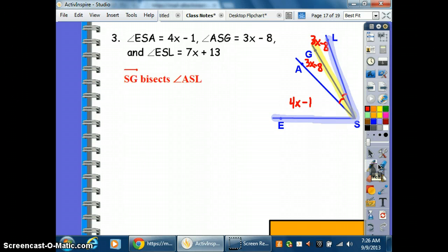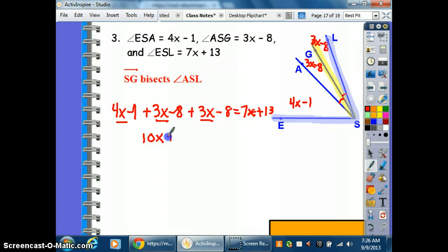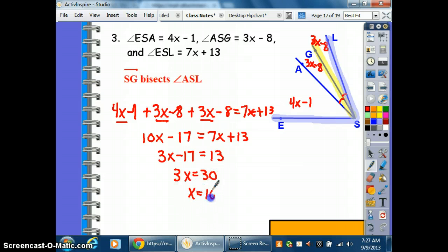Now we're ready to set the equation. 4x minus 1 plus 3x minus 8 plus 3x minus 8 equals 7x plus 13. Combine like terms. Let's see, that's 10x minus 18, excuse me, equals 7x plus 13. Subtract 7x from both sides. 3x minus 17 equals 13. Add 17. 3x equals 30. Divide by 3. X is 10. Okay, good.